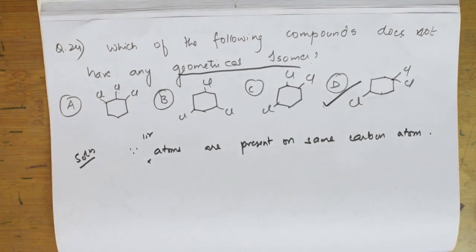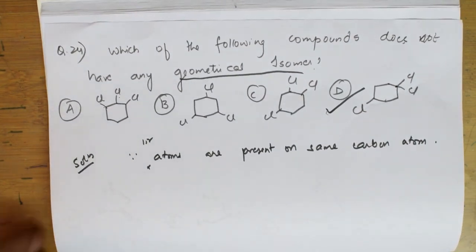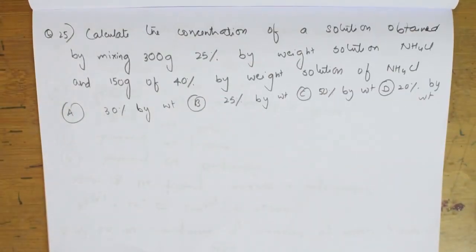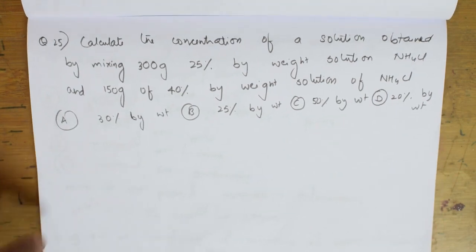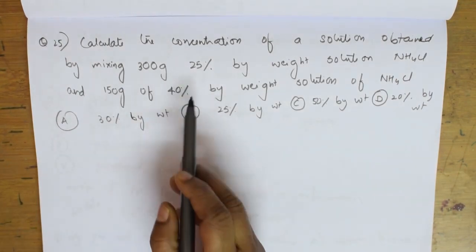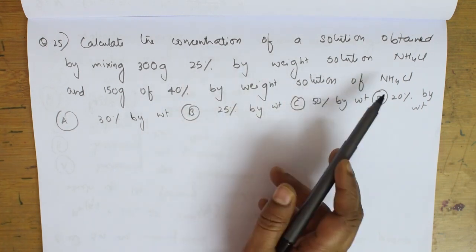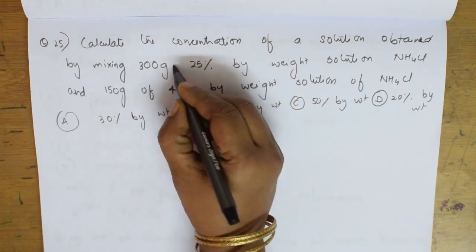Right, now let's come back and do one more question. Let me move my book clearly. I think this is clear enough for you all. Just see, let me adjust my lens. Yeah. So now let us read the question. What it was: calculate the concentration of a solution obtained by mixing 300 grams of 25% by weight solution of ammonium chloride and 150 grams.